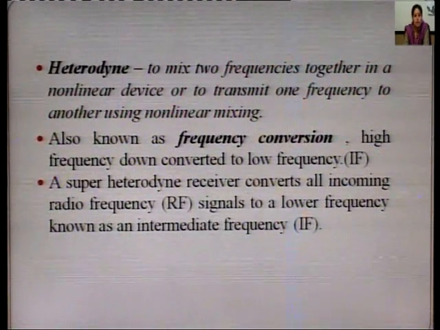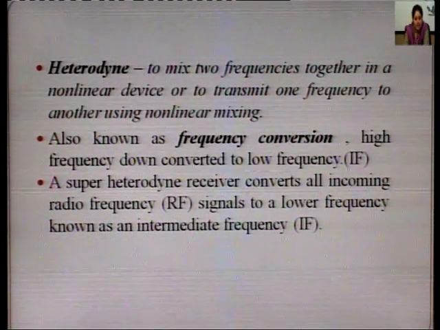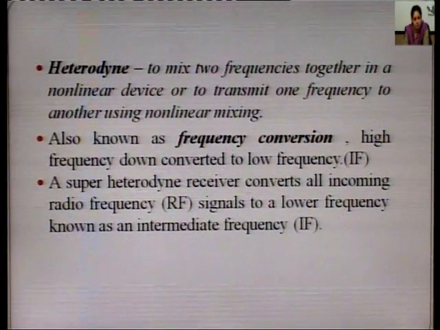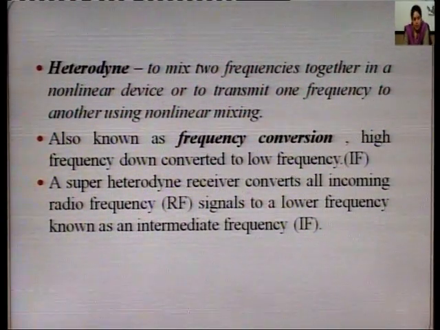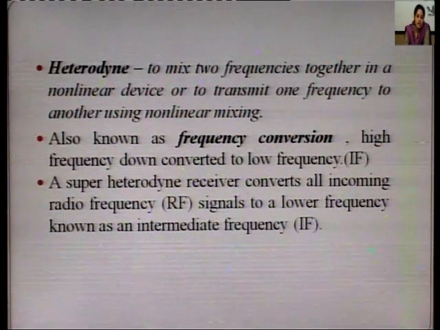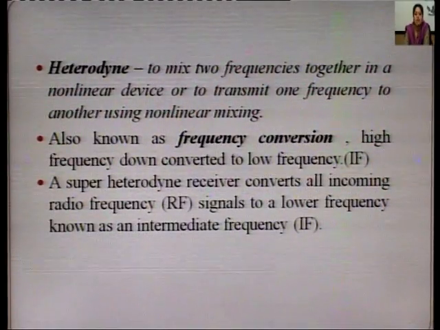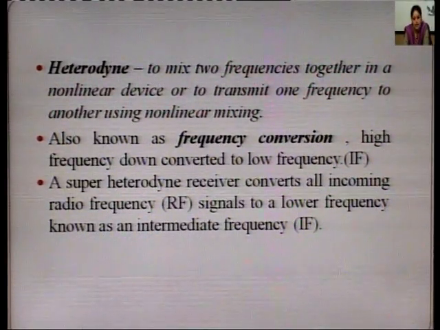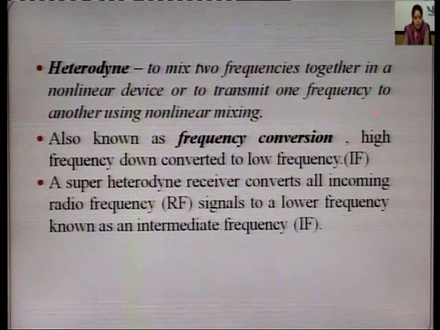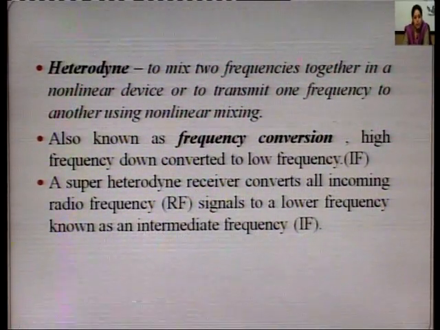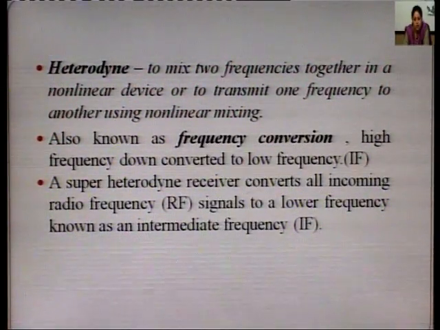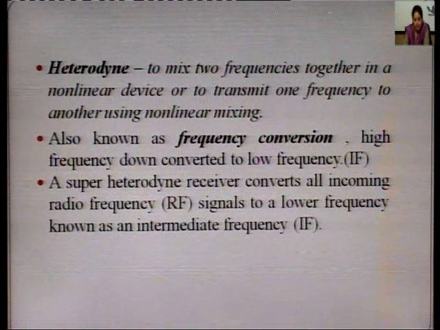It is the mixing of two frequencies together in a nonlinear device, or translating one frequency to another using nonlinear mixing. So it is also known as frequency conversion, as you are converting a higher frequency signal, the RF signal, to a lower frequency signal. High frequency is down converted to a low frequency, and that low frequency is named the intermediate frequency. So a superheterodyne receiver converts all incoming radio frequency signals to a lower frequency, known as the intermediate frequency.